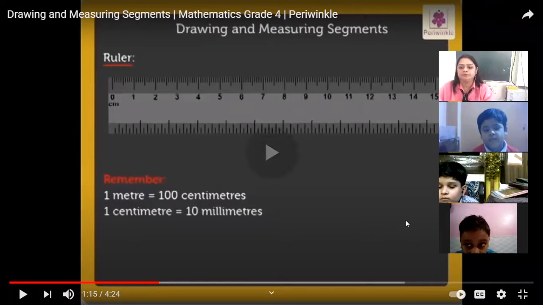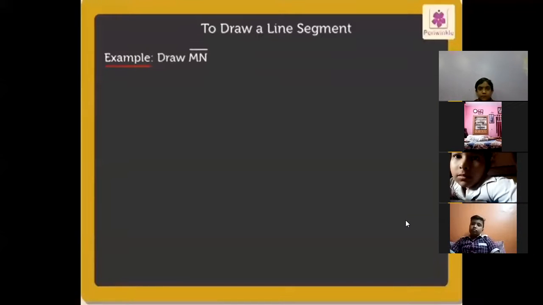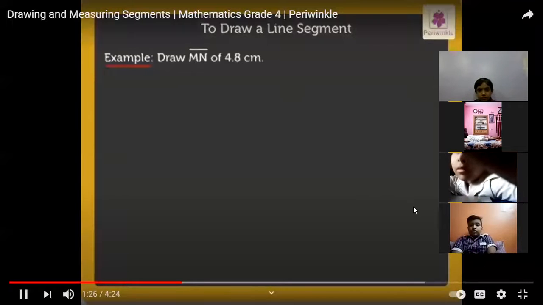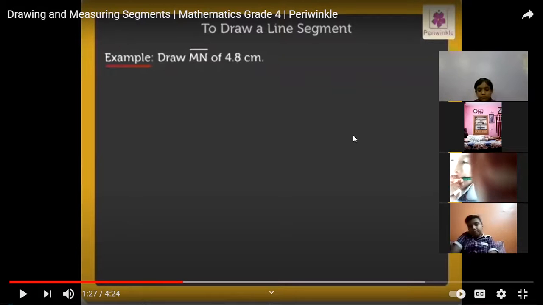Now, let's see how to draw a line segment. Draw a segment MN of 4.8 centimeters. Okay, beta, listen to it very carefully. Here we are going to follow 3 different steps, and that's a very easy step. Okay, beta, we are just going to take.